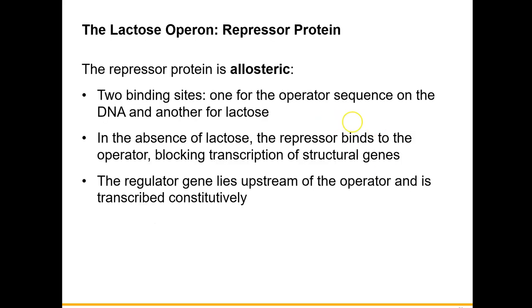The repressor protein is allosteric, so you have 2 binding sites, one for the operator sequence on the DNA and another for lactose. In the absence of lactose, the repressor binds to the operator, blocking transcription of the structural genes. The regulator gene lies upstream of the operator and is transcribed constitutively.